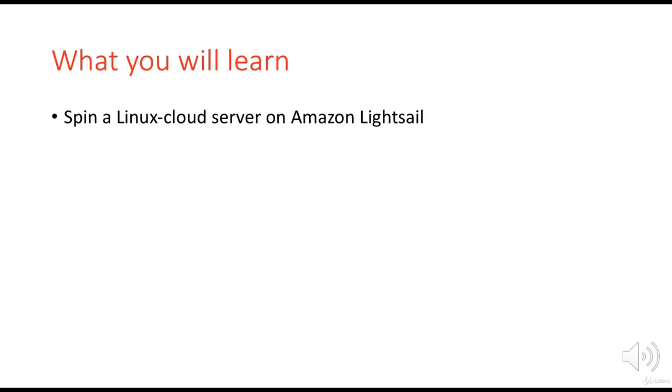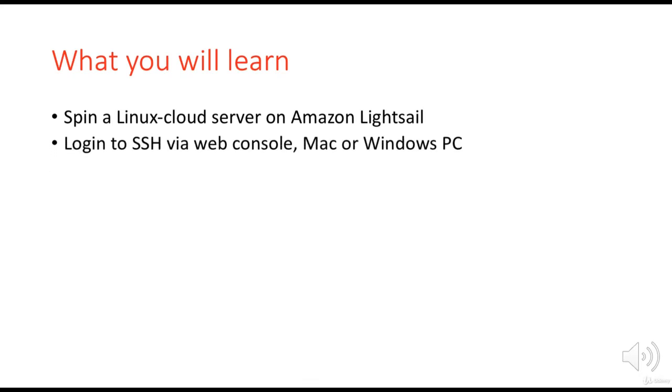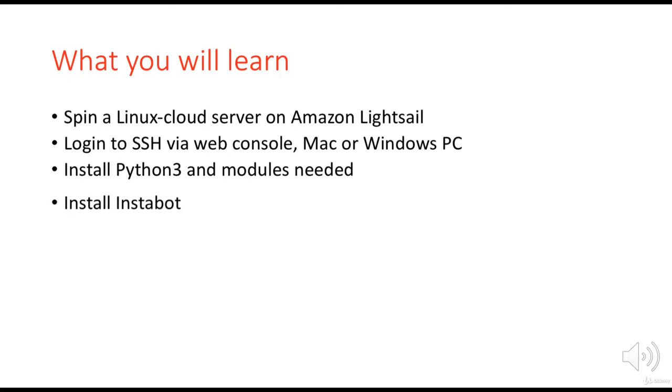We are first going to learn how to spin up a Linux cloud server on Amazon Lightsail. Then we'll learn how to log into SSH via the web console on a Mac or Windows PC. We are then going to install Python 3 and all the modules needed. Then we'll install Instabot, which is a module we're going to be using for Instagram automation.